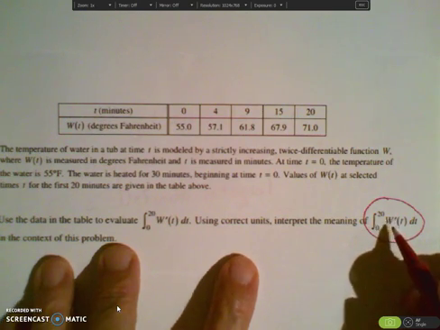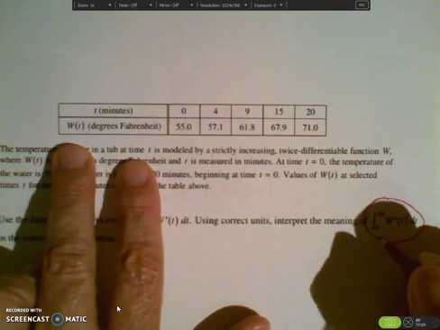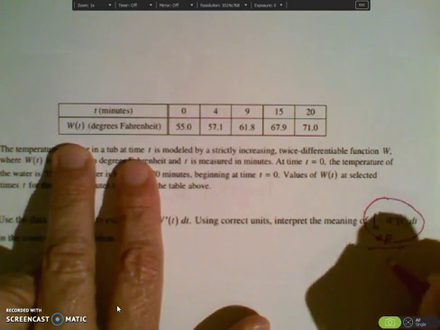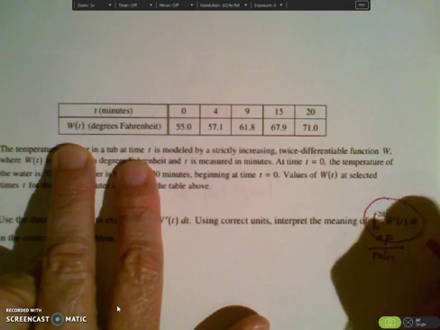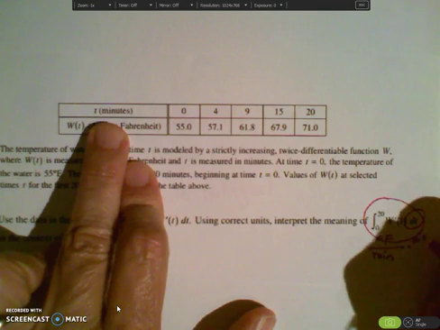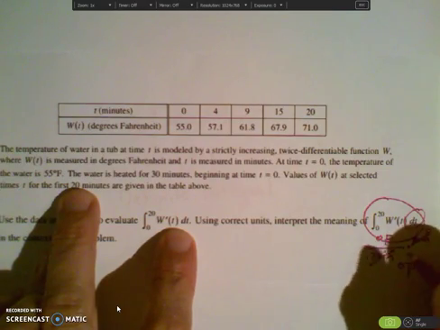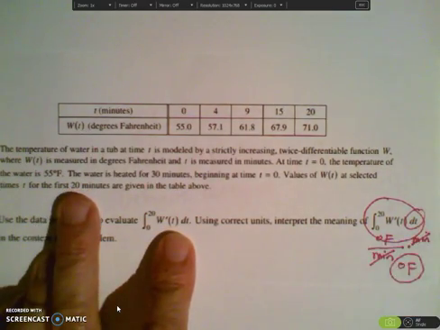W prime of t would be measured in, let's see, I'm looking up here, it's degrees Fahrenheit per minute, and then the time element is being measured in minutes. These minutes will divide out, and that means that my answer will have degrees Fahrenheit.